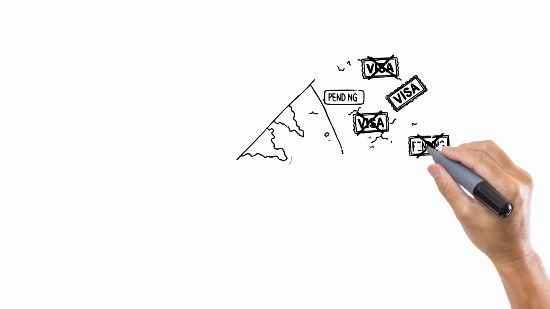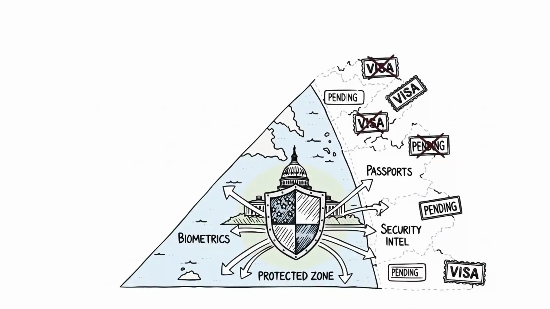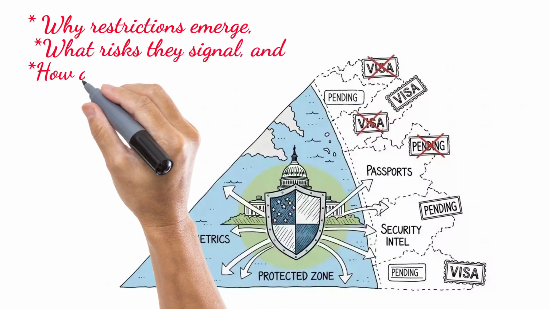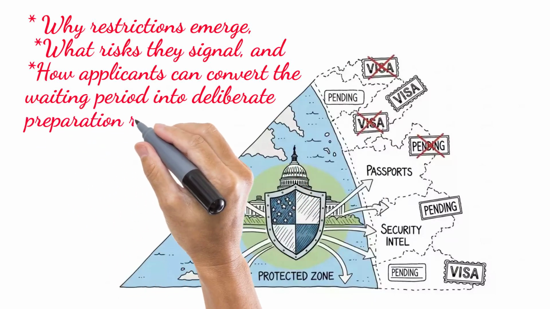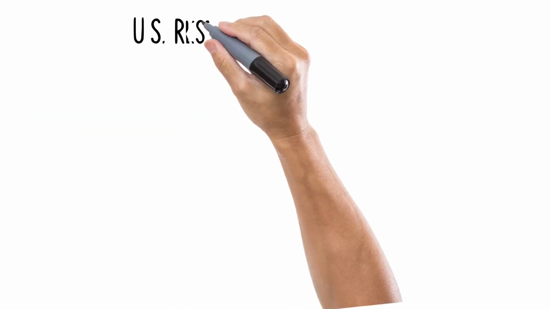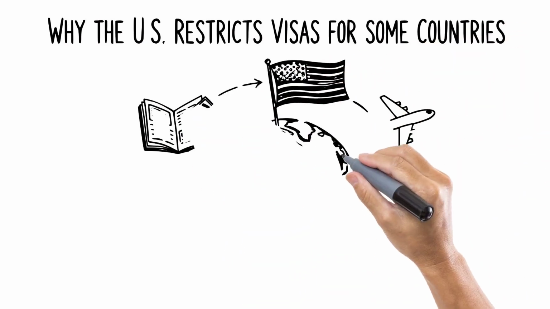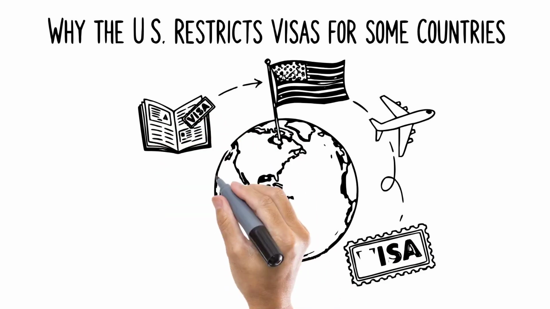U.S. visa policy balances mobility with risk management. Today, we examine why restrictions emerge, what risks they signal, and how applicants can convert the waiting period into deliberate preparation rather than uncertainty. Over the years, the United States has placed some countries under full or partial visa and travel restrictions. These rules decide who can get visas or enter the U.S.